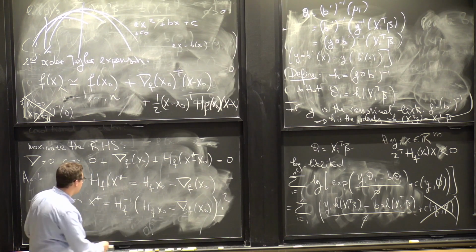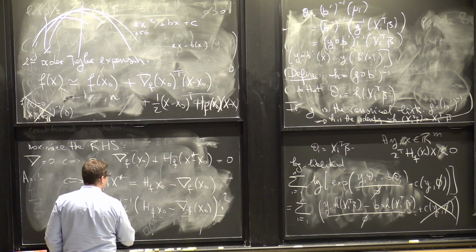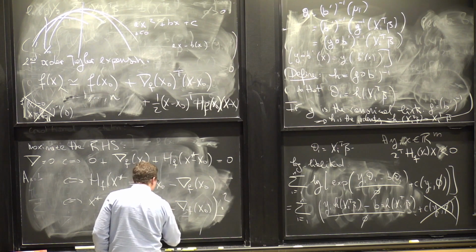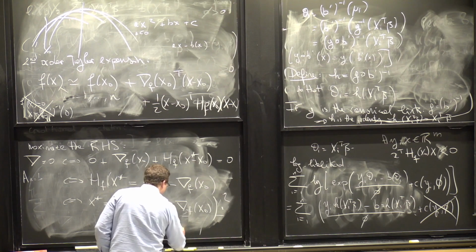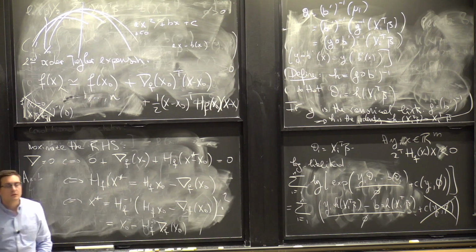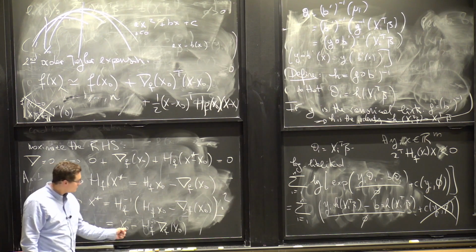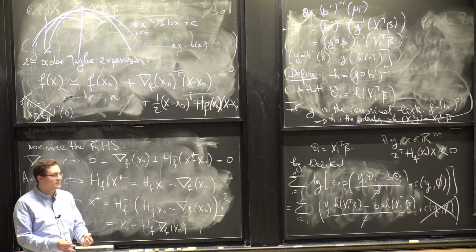Which those two guys are going to cancel. So this is actually equal to x0 minus Hf inverse gradient f at x0. And that's just what's called Newton iterations. I started at some x0, where I make my approximation.